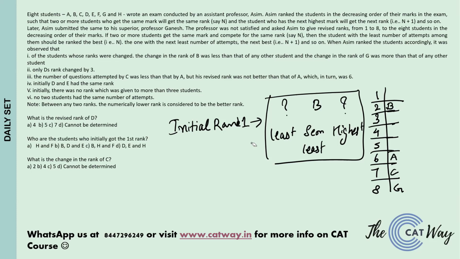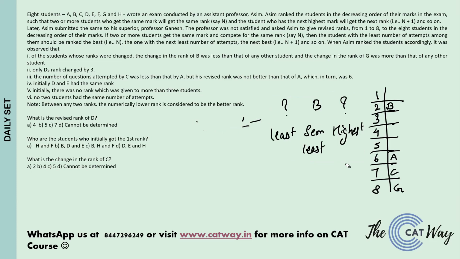Because B is the only person with the least change in value. So B definitely has to be in rank 1 of the initial ranks. And then in the final ranking he shifted to rank 2, that is a change of 1 position. So along with B in the initial rank, there are 2 more people. Okay, chalo, this much is done.